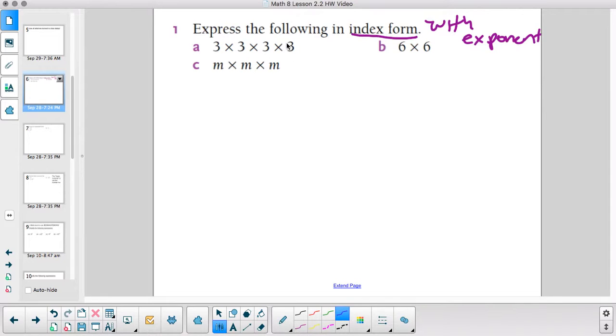So for these types of examples, I just look at how many 3's do I have. I've got 3 times 3 times 3 times 3. 3 times itself 4 times. M cubed, 6 squared.